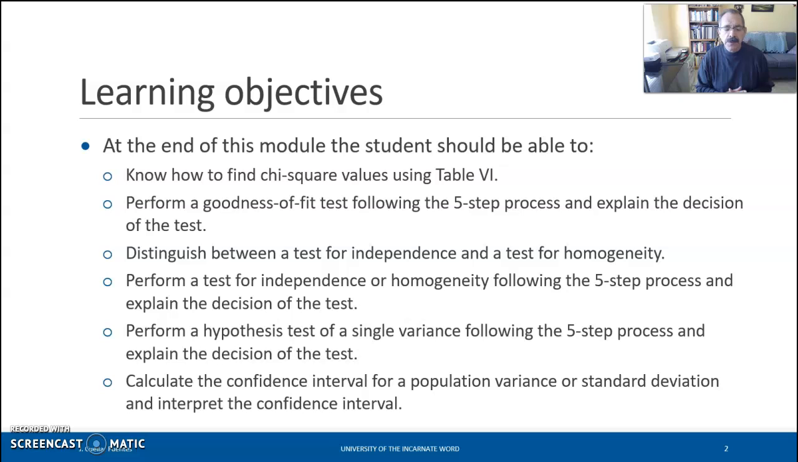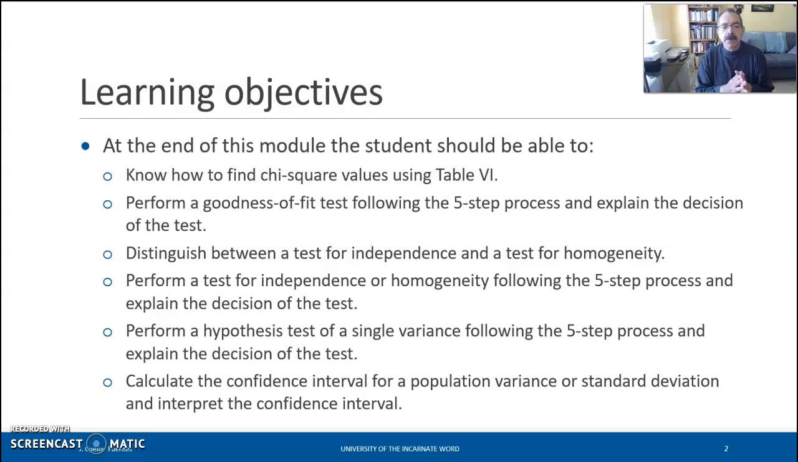You also should be able to distinguish between a test of independence and a test for homogeneity. And once you make that distinction, you should be able to perform a test for independence or homogeneity following the 5-step process and explain the decision of the test. And that explanation is going to depend on whether you're performing an independence test or a homogeneity test.